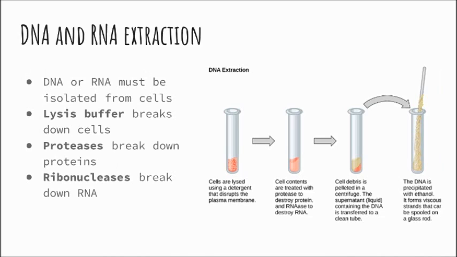The first step to being able to manipulate DNA or RNA is to extract it from the individual. So it has to be isolated from the cells. A lysis buffer will break down the cell. Proteases can be used to break down proteins to access the DNA. Ribonucleases break down RNA.